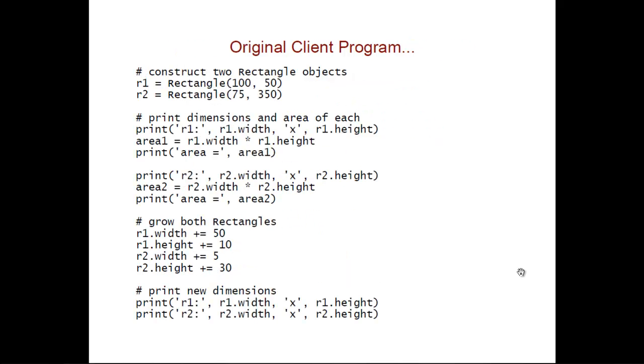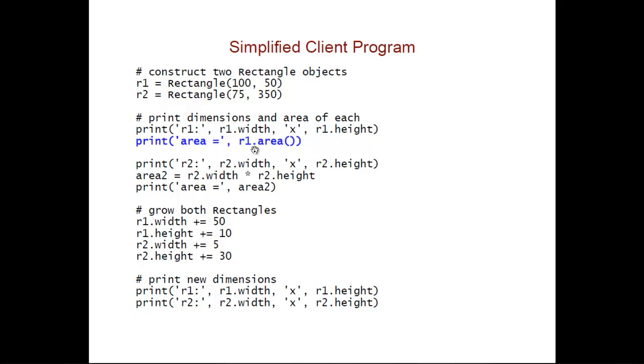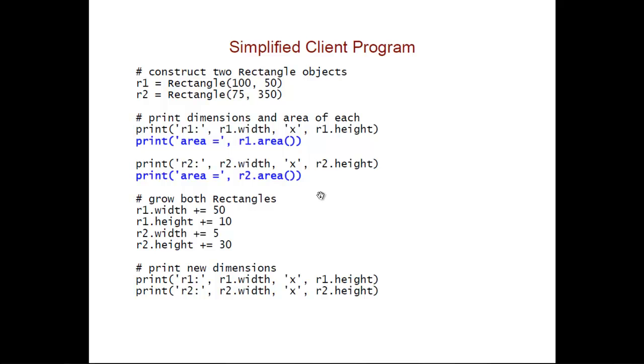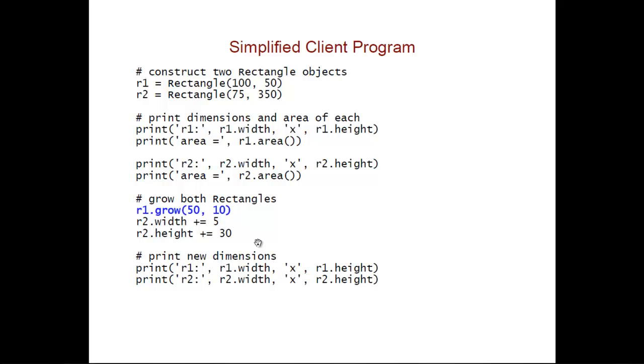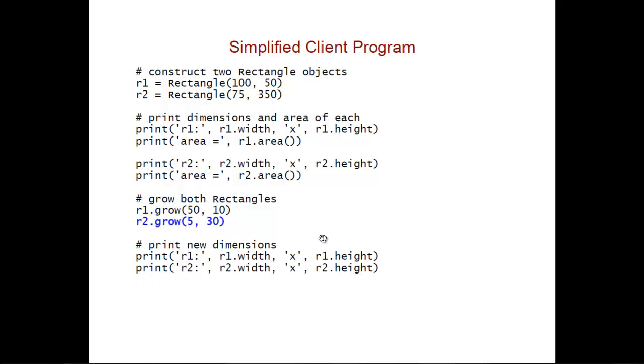So if you remember, the client program computed the area of r1 and then printed the result of that computation. But now that we have the area method, we can just call that area method and take whatever it returns and print that. So the client doesn't have to do that work itself anymore. And we can do the same thing down here with the area of r2. And then when it comes to growing the rectangles, we can go ahead and call the grow method and let it do the work. And so our client is now simpler than it was before because we've pushed that functionality inside the object and we're letting it do the work for us.